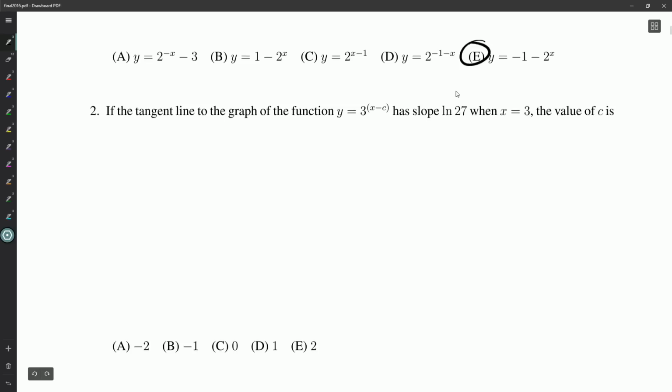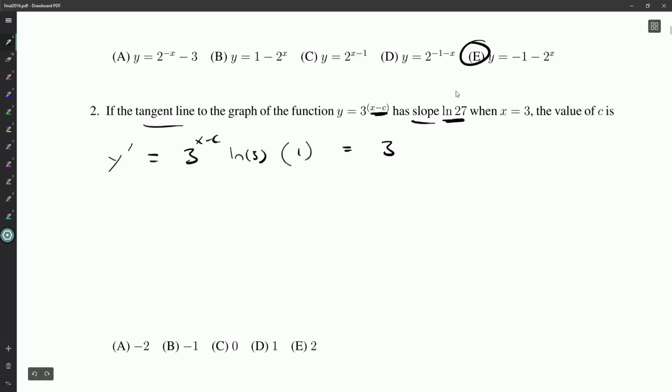Alright, 2. If the tangent line to the graph of y equals 3 to the x minus c has a slope ln 27 when x is equal to 3, the value of c is. Okay. So we know how tangent lines and slopes are related, so we might want to take the derivative. So the derivative of 3 to the x would be 3 to the x times ln 3. And now our inside function is x minus c, and then we need to do times the derivative of x minus c, so that would just be 1.